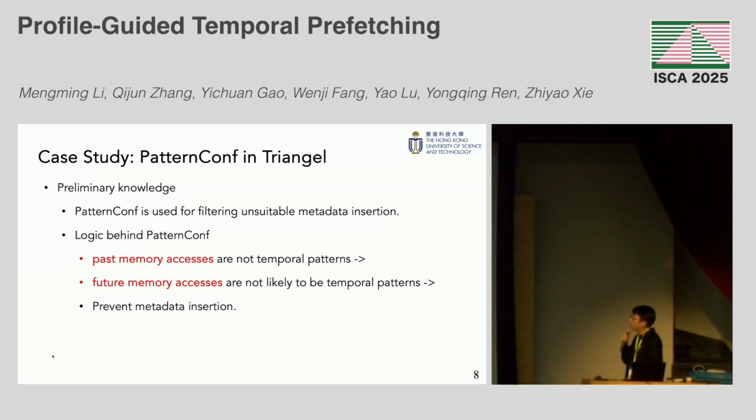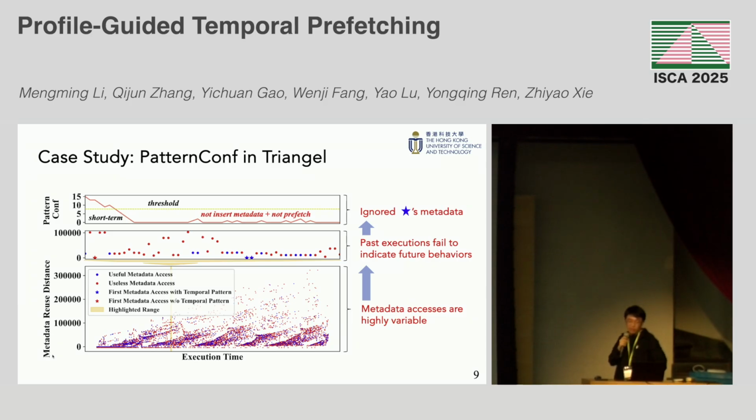However, as we will introduce later, the past program behavior may not indicate the future program behavior in the context of temporal prefetching. The left figure shows a metadata access pattern in a workload in the SPEC CPU benchmark, Omnetpp. The pattern conf decreases when encountering useless metadata accesses, the red points in our figure. And it will increase for the blue points, the useful metadata accesses.